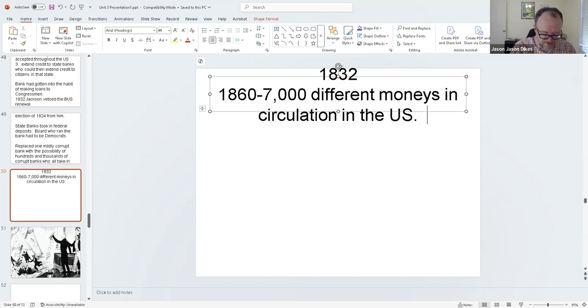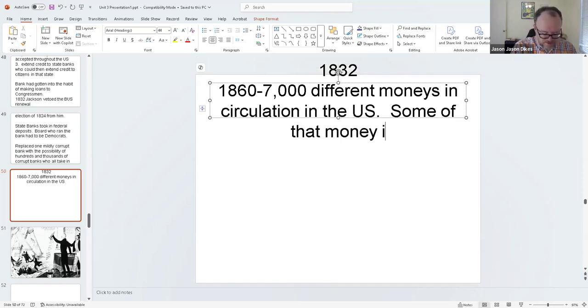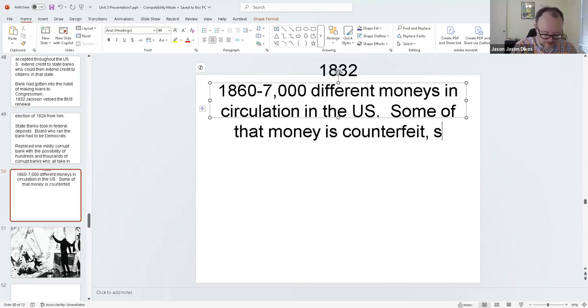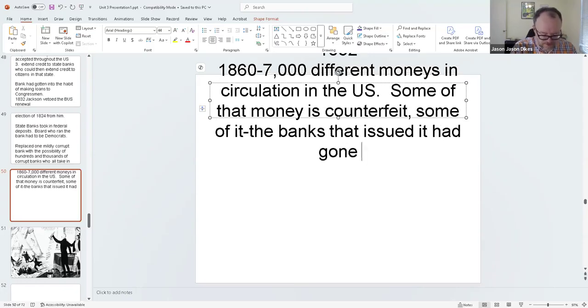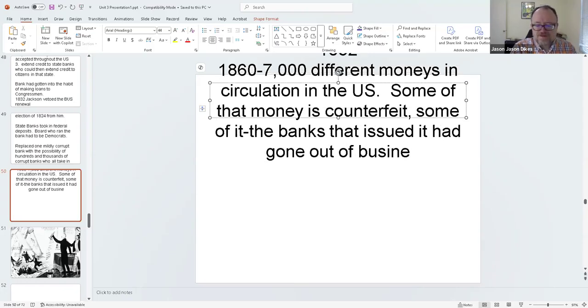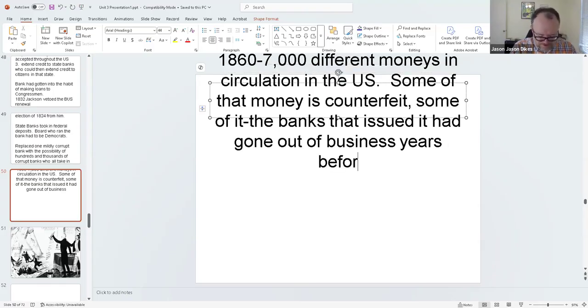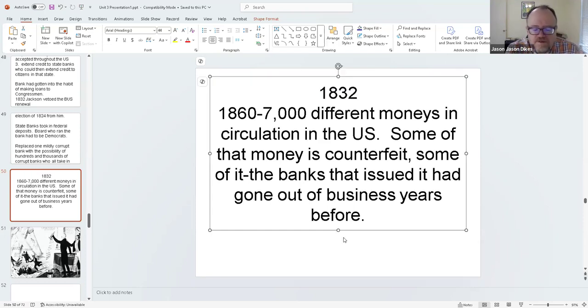You've also got some of that money is counterfeit, to be honest, and some of it, banks that issued it had gone out of business years before in some cases. So it just created this massive problem that the government would have to fix in the middle of trying to fight a civil war.